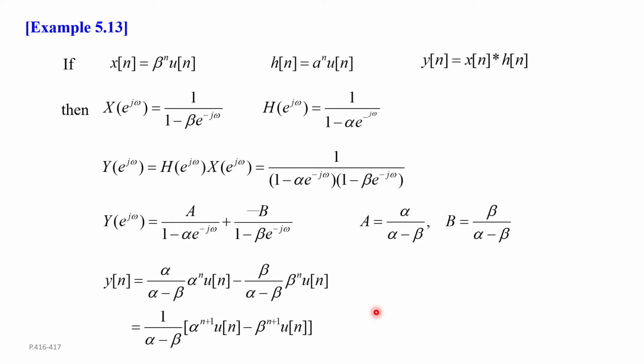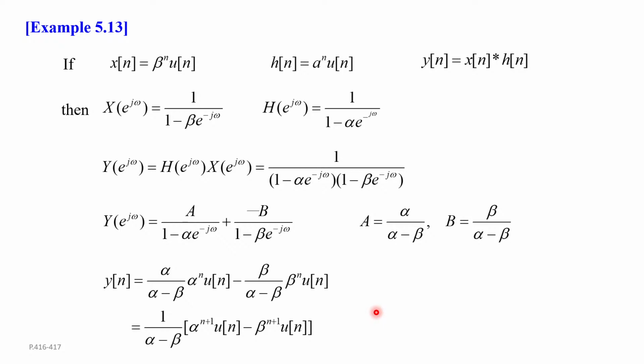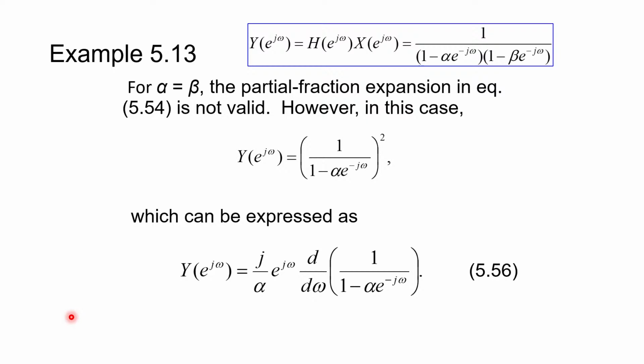So any question? And just like in chapter 4, this is not the total solution, because when alpha equals beta, then you will get 0 over 0, and you need special treatment for it.